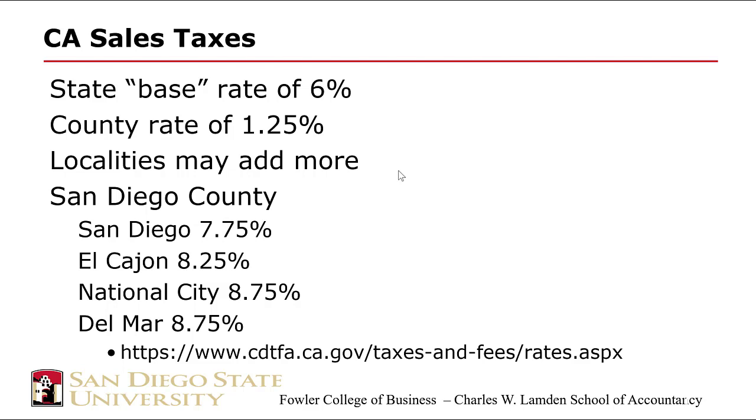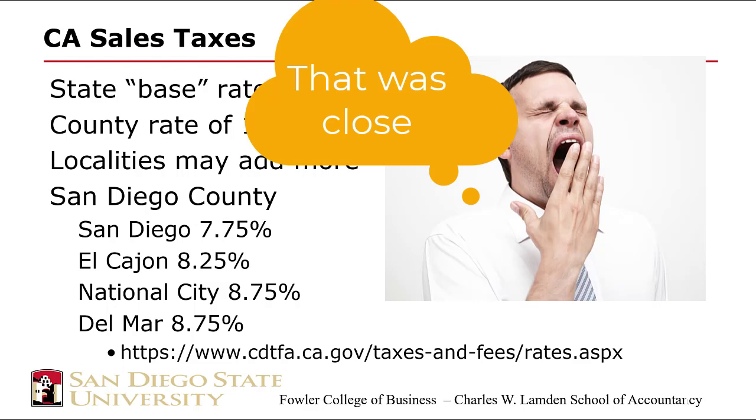And then in California, cities are allowed to add their own level. So, for example, within San Diego County, you got San Diego, El Cajon, National City, and Del Mar, all with rates that vary from 7.25. And these rates update and change pretty frequently. So this is something where you would probably want to go to the website that I've listed here on the bottom of the slide if you ever needed to confirm a particular sales tax rate.